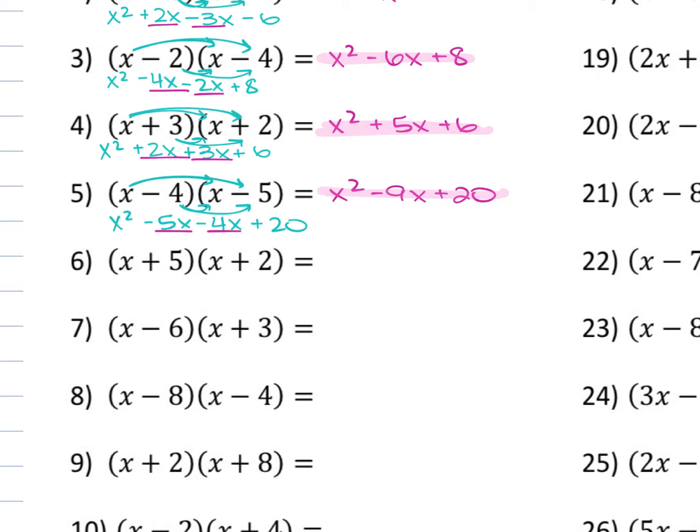Number 6, we have x plus 5 times x plus 2. So x times x is x squared. x times 2 is 2x. The 5 times x is 5x, and 5 times 2 is 10. When you combine your like terms, you're left with x squared plus 7x plus 10.